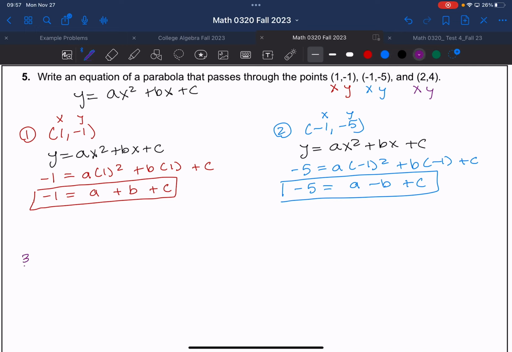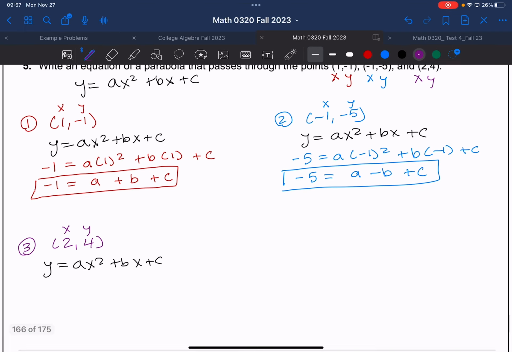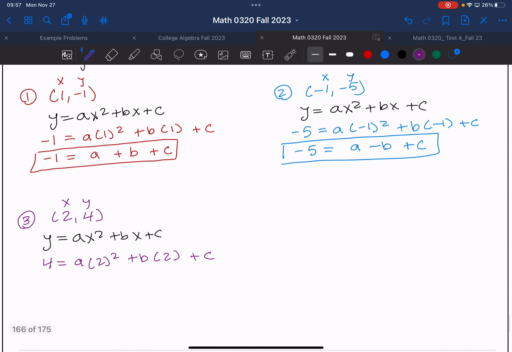Now I'm going to have my third equation using the point 2, 4, and I'm going to do the exact same thing as the first two. Again, this is called modeling a quadratic equation. So you're given information, and now you need to try to figure out what this equation could be. So plugging in 2 and 4, I have 4 is equal to a times 2 squared plus b times 2 plus c, which means 4 is equal to 4a plus 2b plus c.